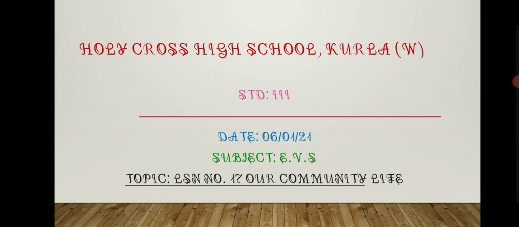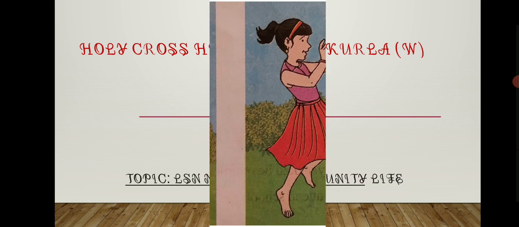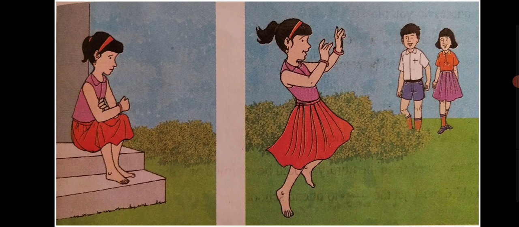Today we shall learn a new chapter in EVS, that is, our community life. Can you tell me, children, what difference do you see in the two pictures shown above? Yes, in the first picture we can see that a girl is sitting alone. And in the next picture, we can see that the girl is playing happily with her friends.